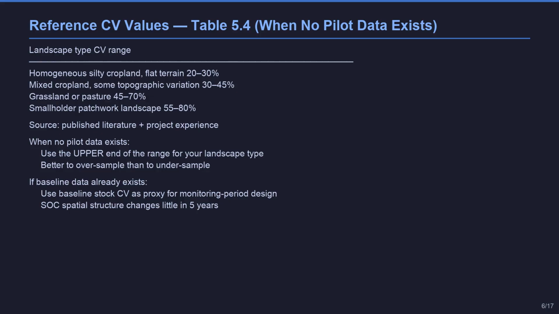Homogeneous, silty cropland with flat terrain, 20 to 30%. Mixed cropland with some topographic variation, 30 to 45%. Grassland or pasture, 45 to 70%. Smallholder patchwork landscape, 55 to 80%. These are ranges from published literature and project experience. When you don't have pilot data, use the upper end of the range for your landscape type. It's better to oversample than to undersample.